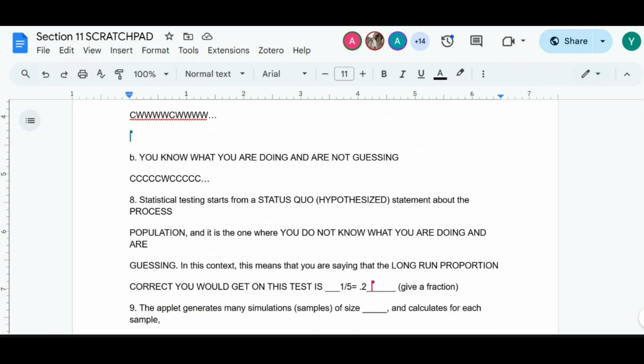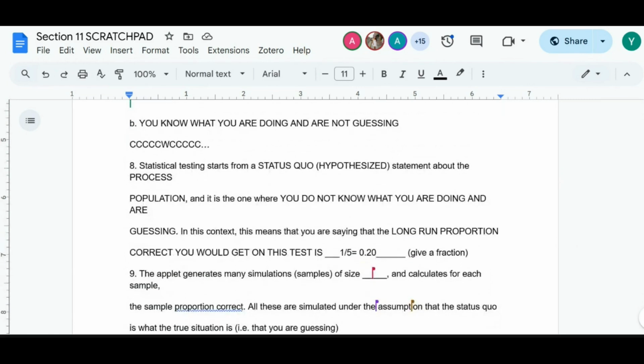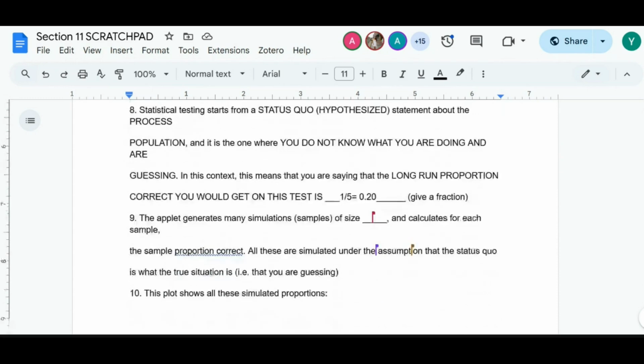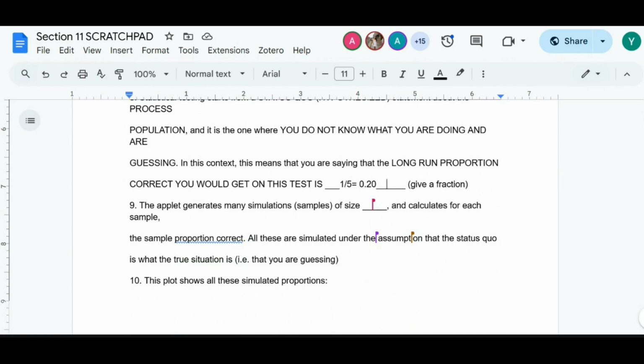I notice a lot of students, this is not wrong. A lot of students like to say 0.2. Somehow I can't do it because I'm scared people won't see the dot, but a lot of people do. I somehow have to write a 0 in front of it. This is not wrong. It just triggers me slightly. It's not wrong. I don't know why. I cannot write dot 2. I just can't. Okay. The applet generates many simulations of size.